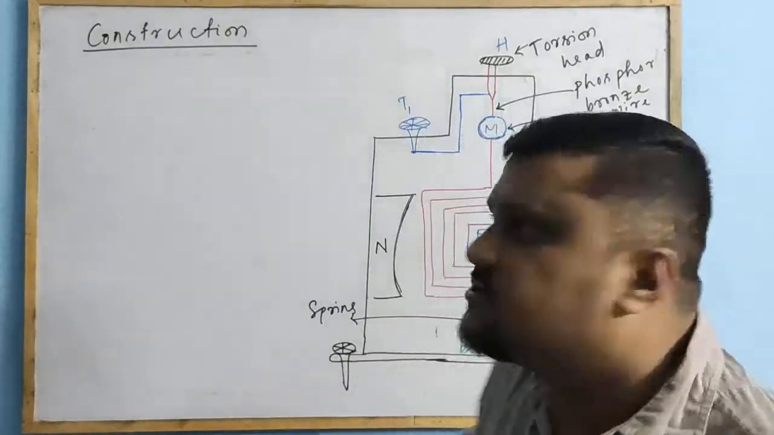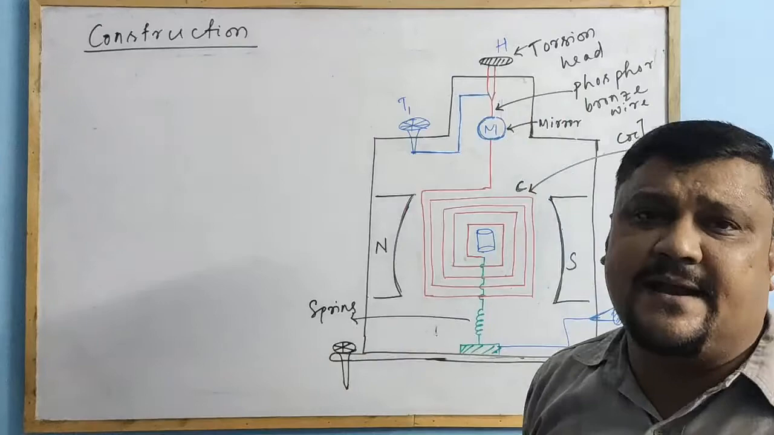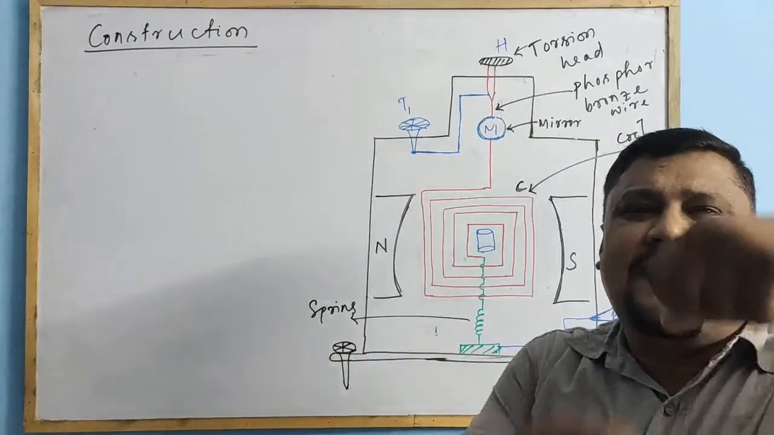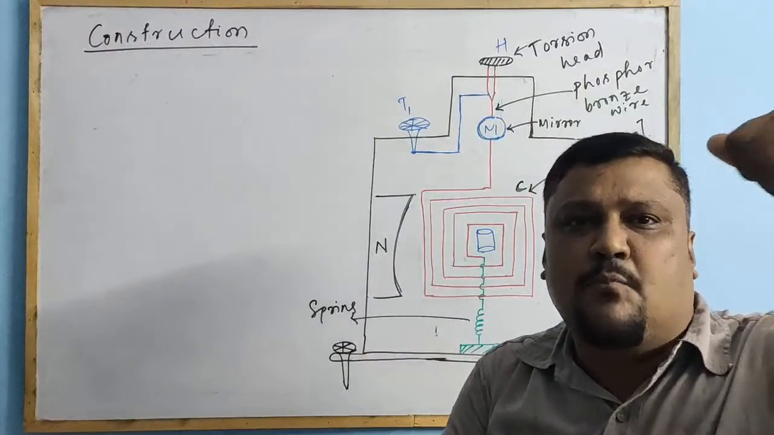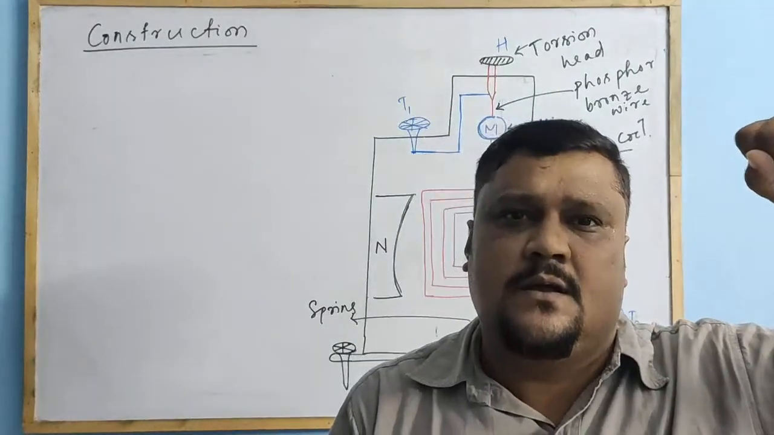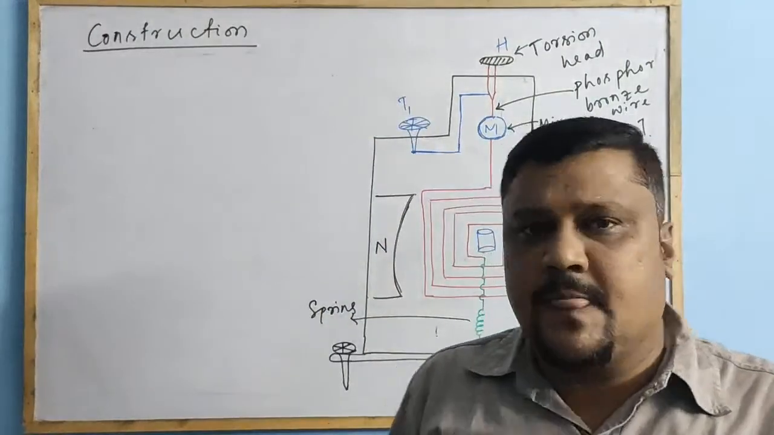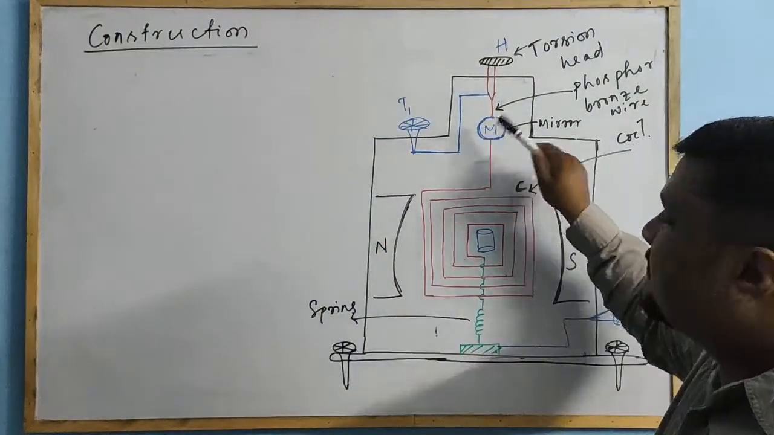Clear? And also it is non-magnetic, and it has more tensile strength. Phosphor bronze has more tensile strength. You can write these points while writing the long question. Clear? Then this end is connected to a mirror.